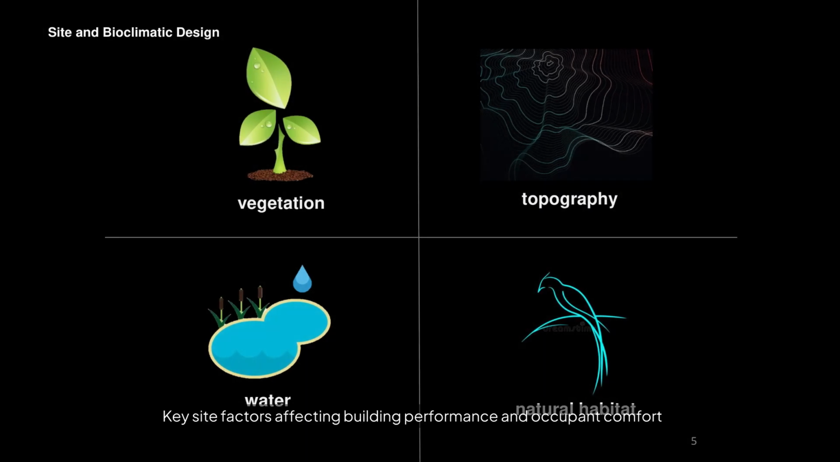Key site factors affecting building performance and occupant comfort include vegetation, topography, water features, and natural habitats. For example, vegetative landscapes create moderate microclimates through shade, evapotranspiration, and wind breaks. Hills block cold winter winds and help divert flood water. Ponds and water features, along with vegetation, not only cool the environment but also control rainwater runoff. Natural habitat in the built environment supports biodiversity and ecosystems.